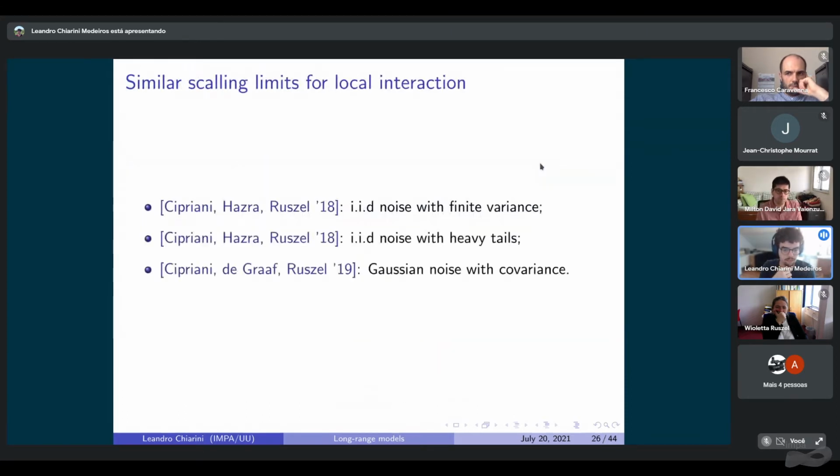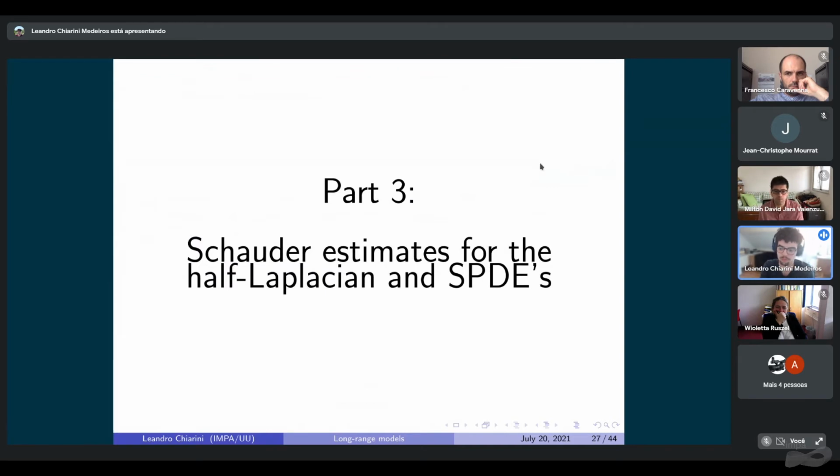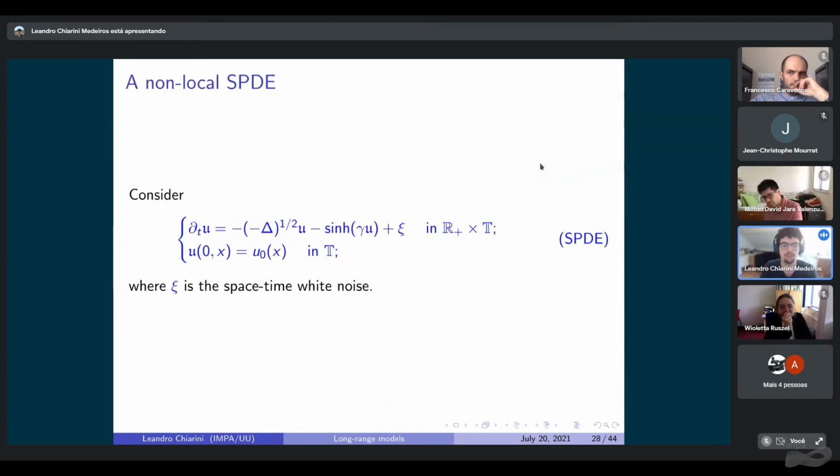Right. And okay, so finally, I'm going to go to the third part of the talk, which is also the one where I'm going to put the most amount of things under the carpet, because it's a bit trickier. But the object that we're going to be studying is this SPDE. So it's basically the heat equation for the fractional Laplacian, actually for the half Laplacian, so we're being very specific here, and with a nonlinearity of hyperbolic sine kind of nonlinearity. And we have this last parameter here. It is the white noise.